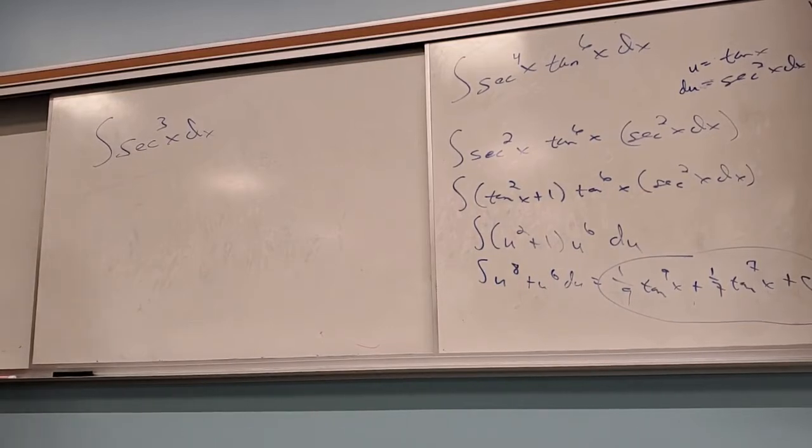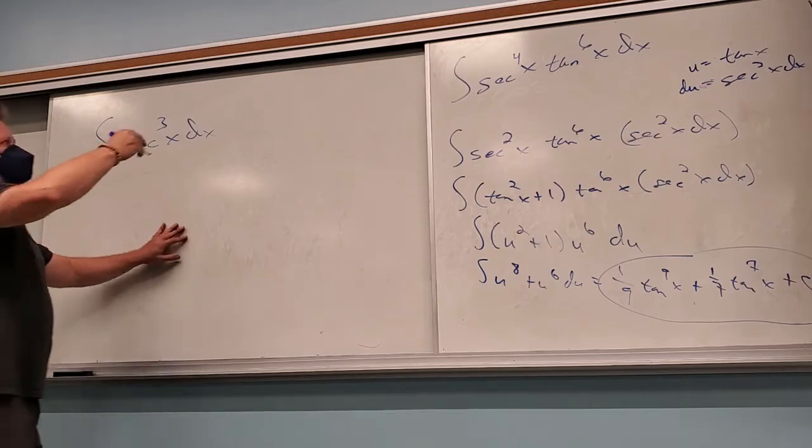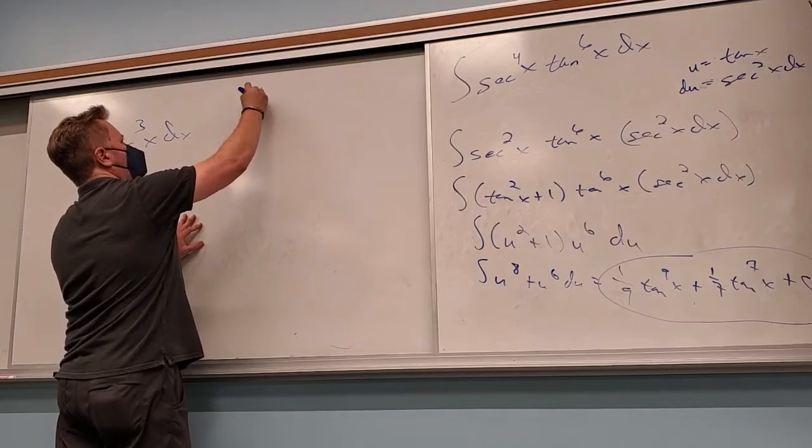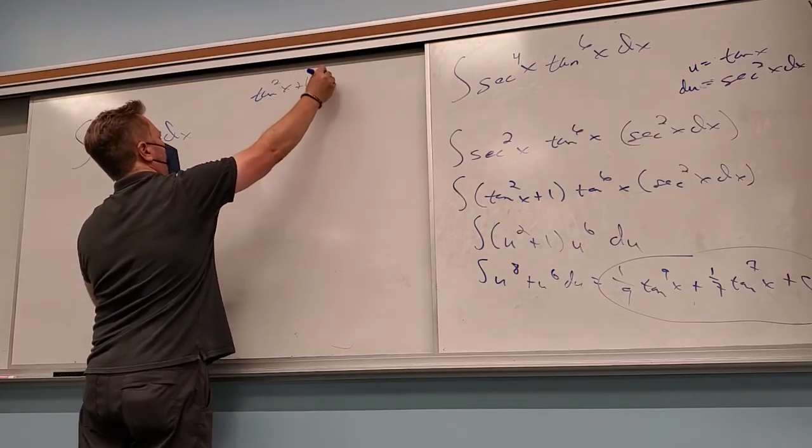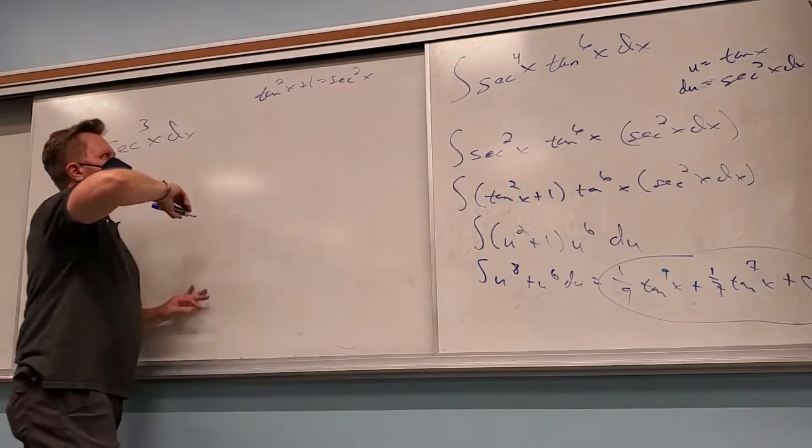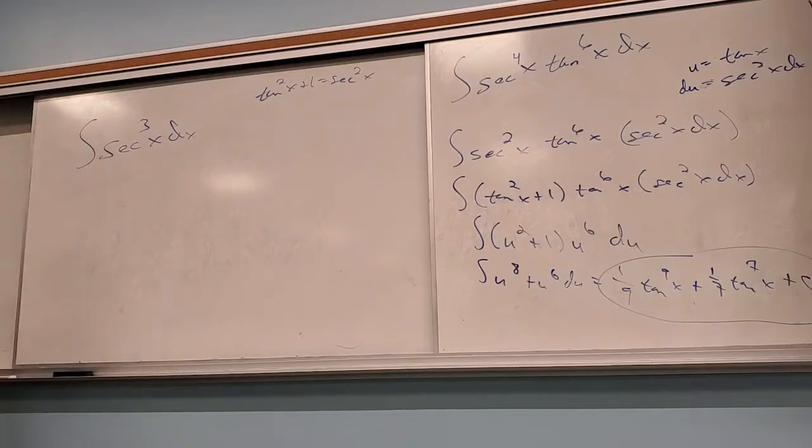Okay. So we did one sort of like this one earlier. I think it was cosine to the 4th or something. All right, so what do you have at your disposal? You've got tan squared plus 1 equals secant squared, right? That's pretty much all. I can't remember if I gave you more, but no, that's pretty much all.